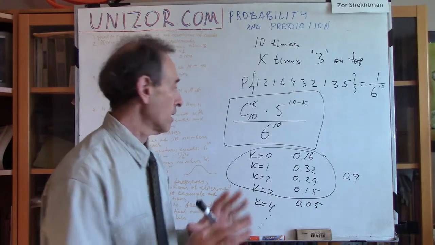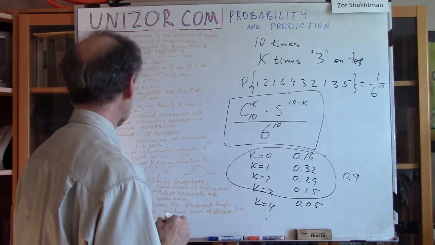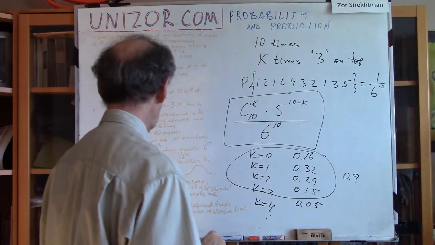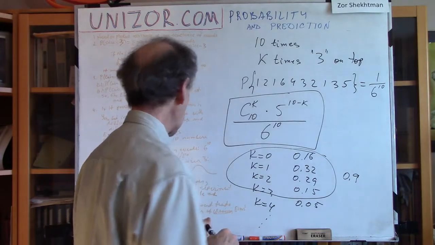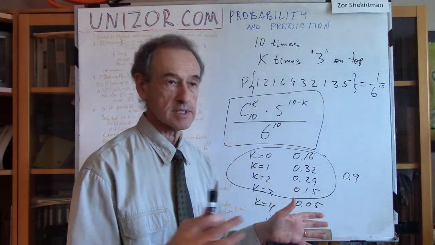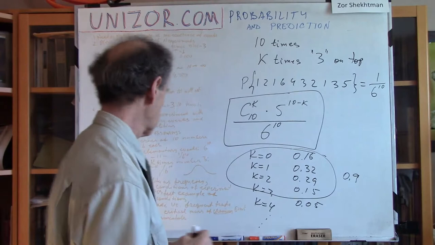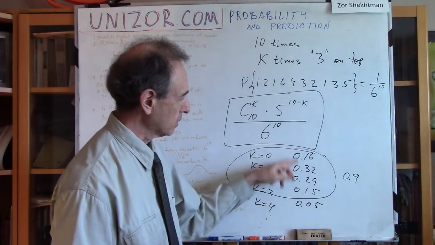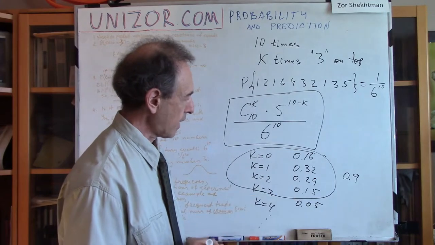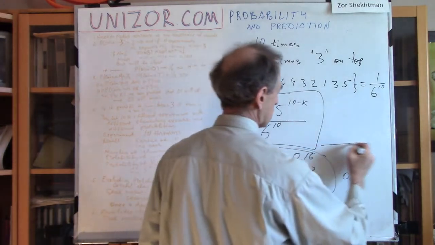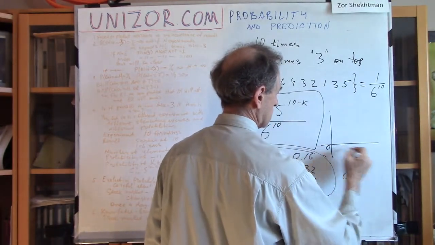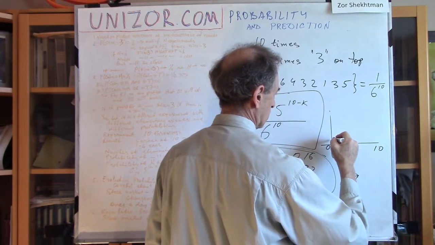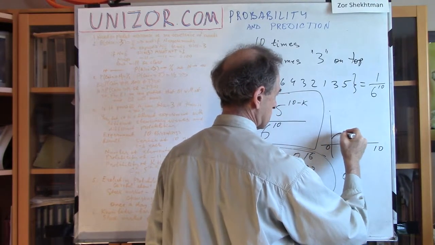Okay, so that's something which I wanted to talk about, evaluating the probability using the frequency, and that's where the combinatorics actually plays a very important role. By the way, if you put it on a graph, you will have something like this, 0, 10, so it will be something like this.